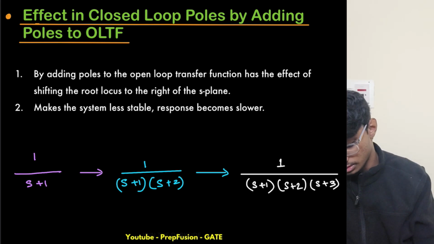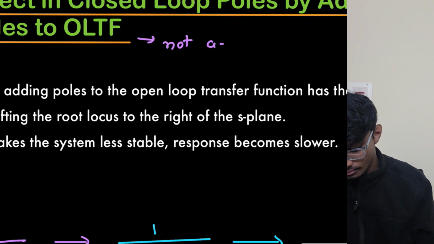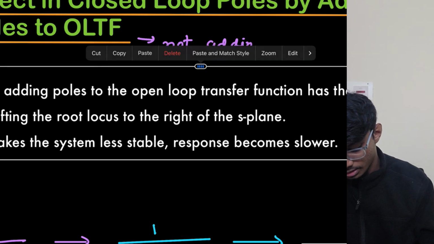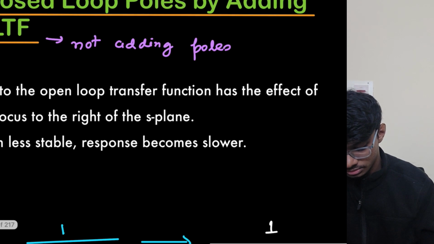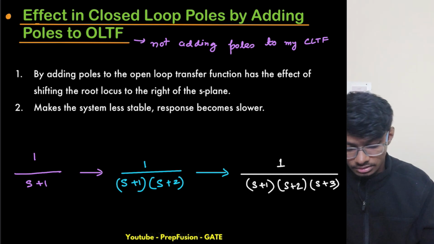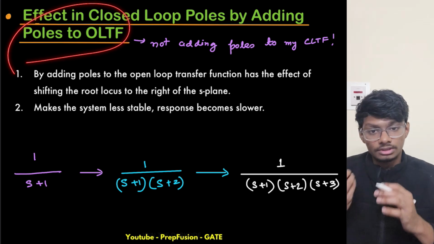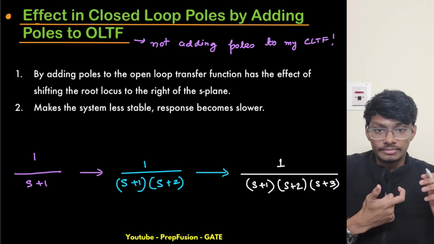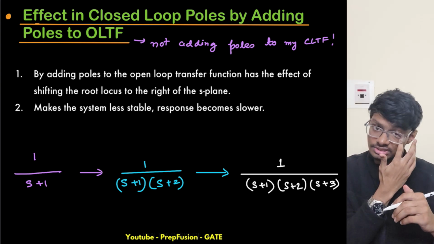Just a warning: we are not adding poles to my CLTF. Okay, just keep this in mind. These effects, if you understand them here, will help us in the controller chapter, to understand why this happens. In the control chapter this is very helpful.